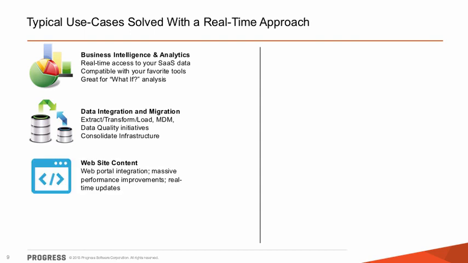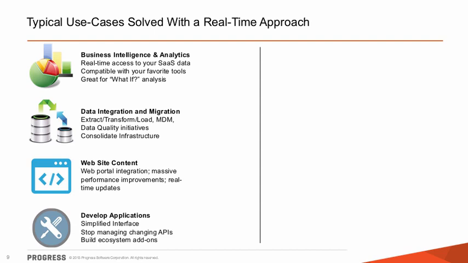Maybe you're developing website content. You could use the REST APIs, of course, but you want a simpler way, a way that plugs into just about whatever your web infrastructure choices might be, and give you a very simple way to evolve and continue to provide those real-time updates as well. And then finally, for those of you developing applications, whether on Force.com or not, how do you simplify the interfaces? How can you reduce that enablement curve? How can you stop managing the ever-changing APIs?